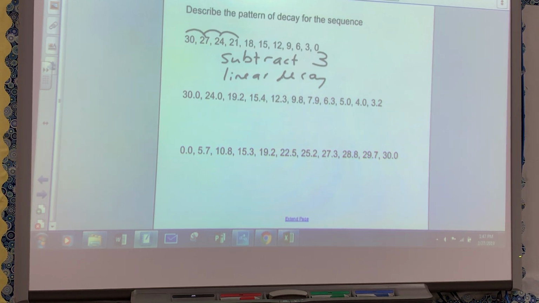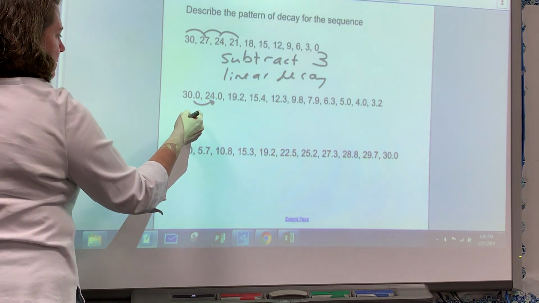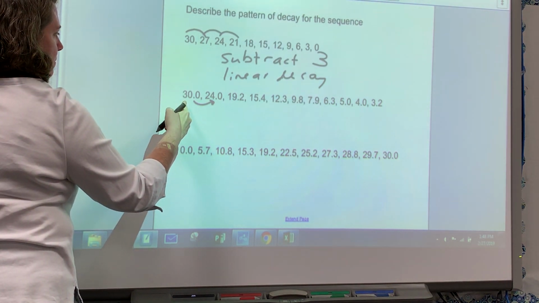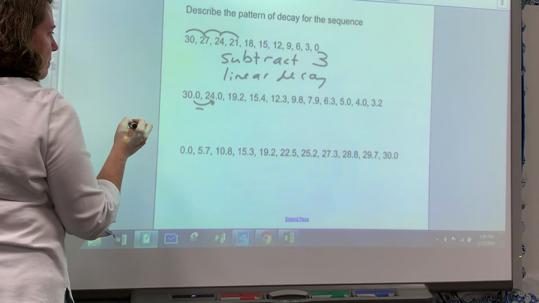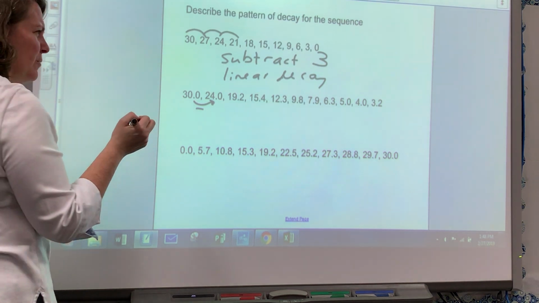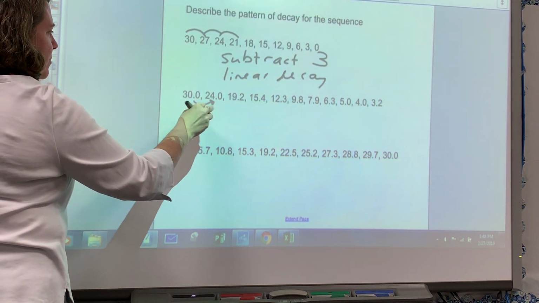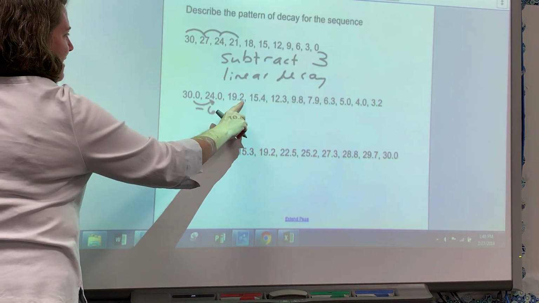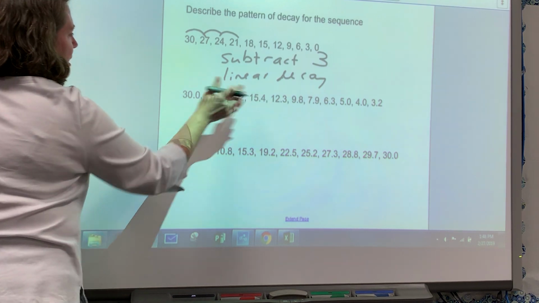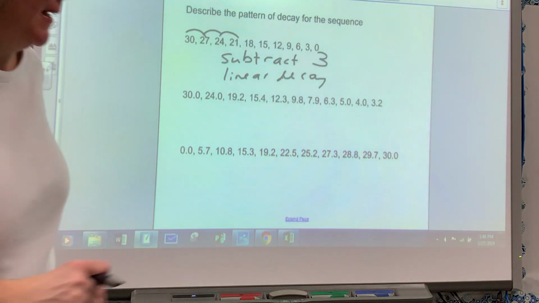Subtracts a bit of it. Okay, so from here to here, what am I doing if I am subtracting? Taking 20% of it. Well, that's maybe, I don't know. What did I subtract? 24 to 30 is plus 6, so I'm minus 6. Is this minus 6? No. So I definitely know it's not a linear one. So I have to use my calculator.